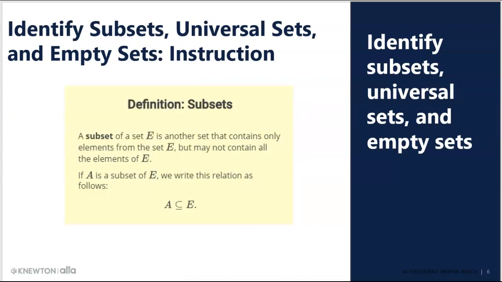So here's the formal definition written out. A subset of a set E is another set that contains only elements from the original set, in this case E, but may not contain all of the elements of E. If A is a subset of E, we write this relation as follows: A, and we use this new symbol here, is a subset of E. That is how you read that. Now, any set can have subsets. All sets do have subsets.